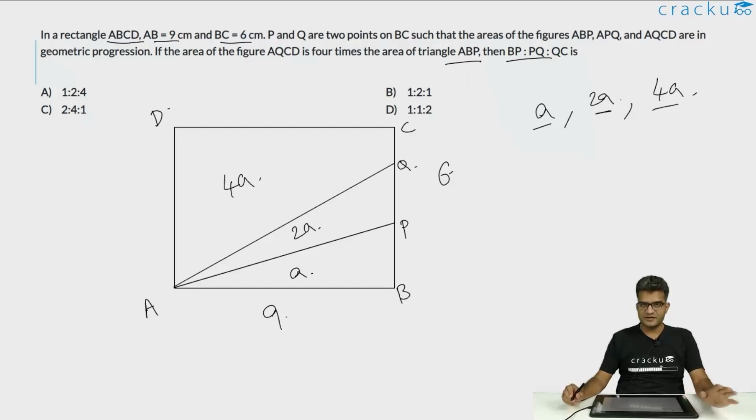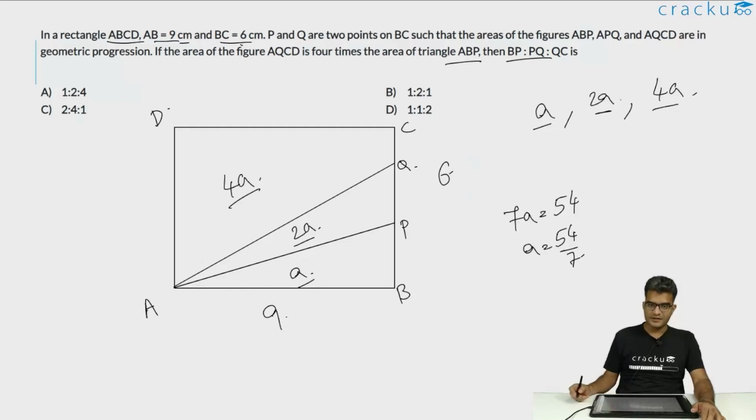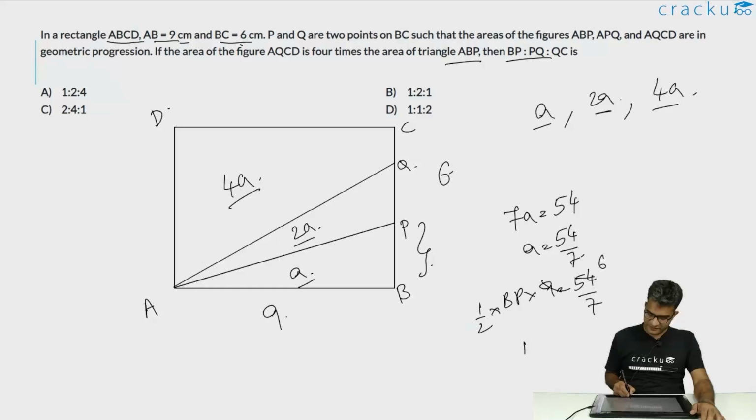What we do know is that the total area of the rectangle is 9 into 6, which is 54. So 4A plus 2A plus A, which is 7A, is equal to 54, or the value of A is equal to 54 by 7. So we can calculate the length of BP. Half into BP into 9 is equal to 54 by 7. This is 6, or the value of BP is equal to 12 by 7. So this is 12 by 7. Similarly, the length of PQ will be twice that, which is equal to 24 by 7.